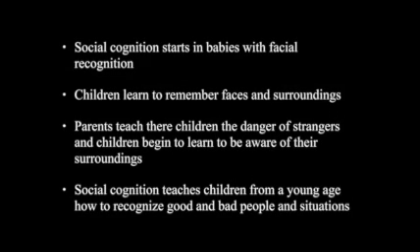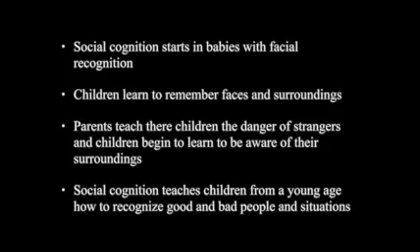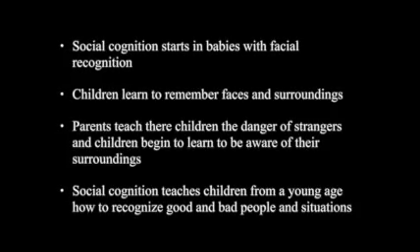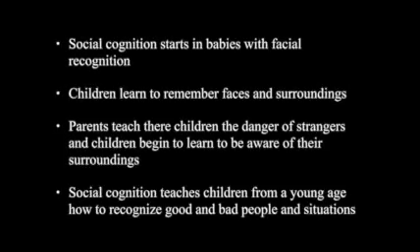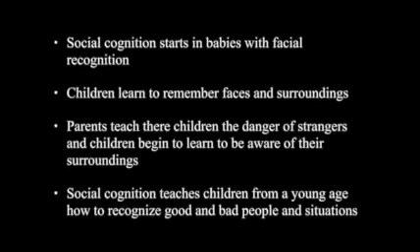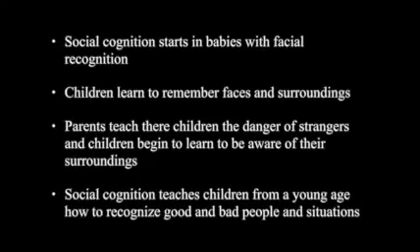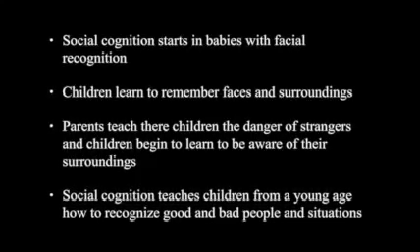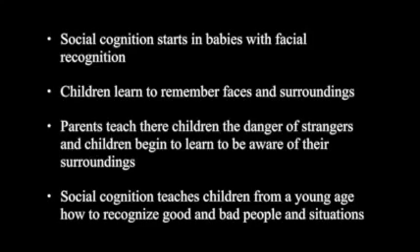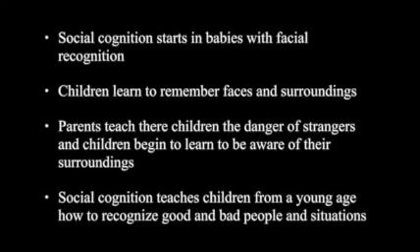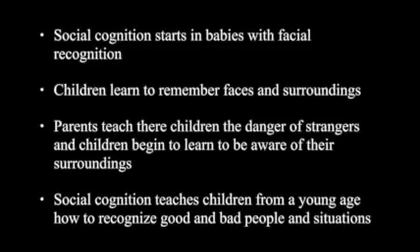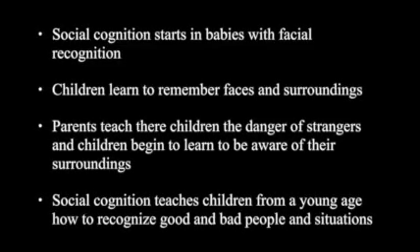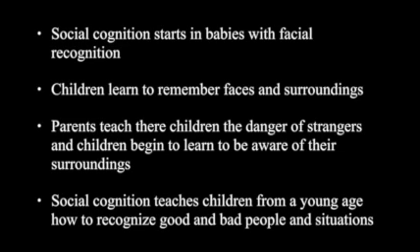So, a real life example and application of social cognition would be facial recognition in babies. Children learn to remember faces and surroundings at a really young age. This allows parents to teach their children the danger of strangers and teach them to be aware of their surroundings. Social cognition teaches children how to recognize good and bad people in good and bad situations. So that's really important for a child to have that developed so that they can keep themselves in a safe situation and in a safe environment.